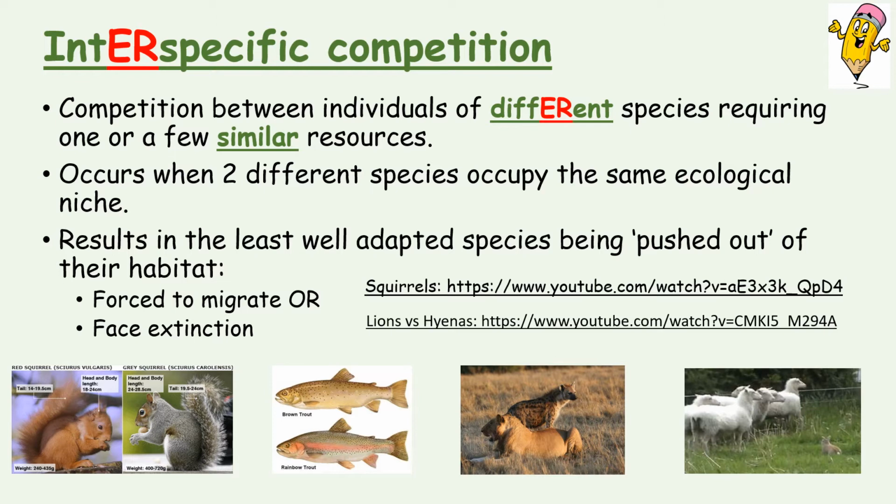You can remember that interspecific competition is between different species because they both have ER in the word, which is highlighted. Different has an ER in it, and interspecific has an ER. So you can watch different animals competing if you click the links of the squirrel and the lion versus hyena. So obviously a grey squirrel and a red squirrel are two different species, so that would be interspecific competition. Same with the brown trout and the rainbow trout, the hyena and the lion, and the sheep and the rabbit.